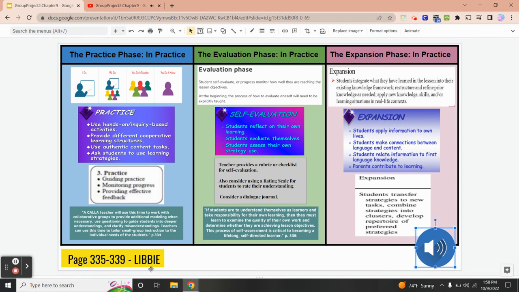Following the evaluation phase is the expansion phase. This phase focuses on the transfer of learning into the students' own lives. It is when students are able to make connections between the language and the content taught and how it is applicable in the real world. This may involve restructuring prior learning and adapting it with new learning.